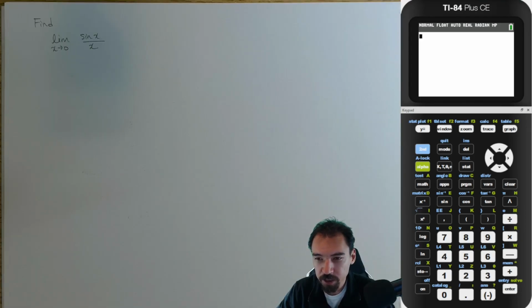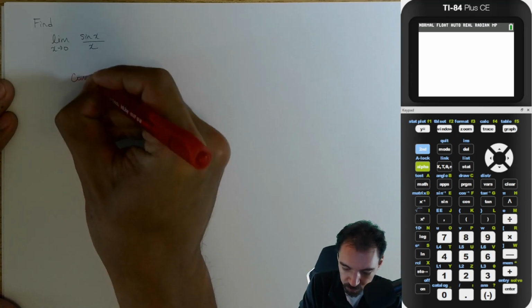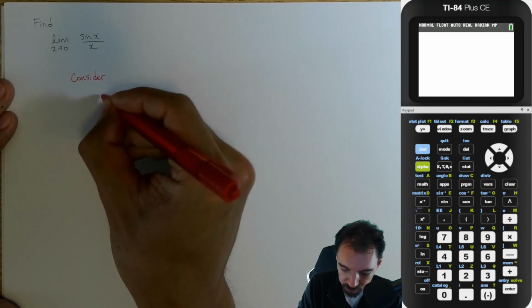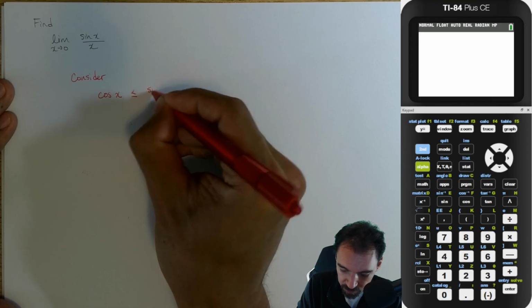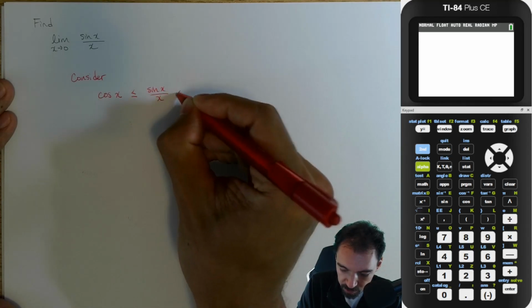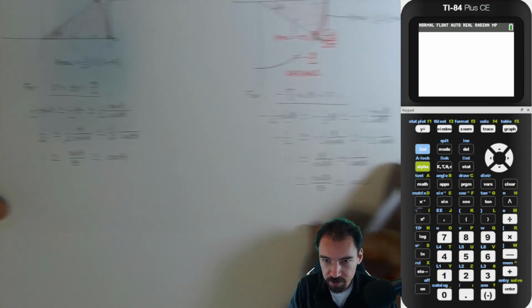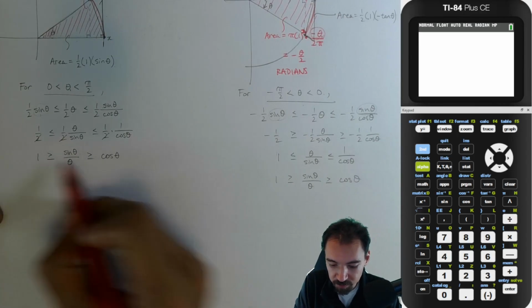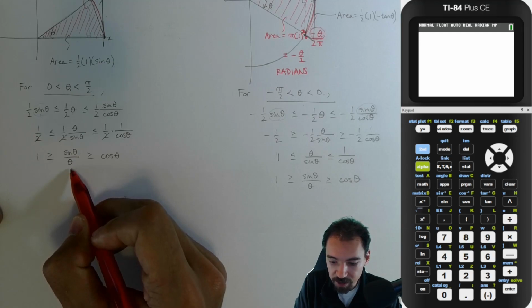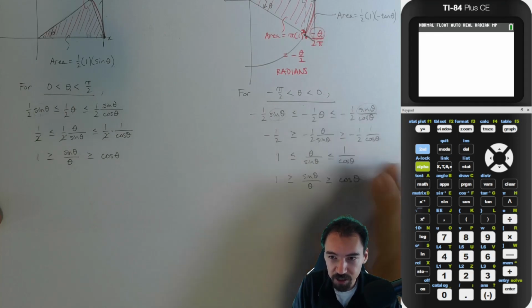So after all that talking and scribbling, we're back to this limit that we're trying to find. And the argument is we want to consider the following inequality, that cosine of x is less than or equal to sine of x over x, which is less than or equal to 1. Where did I get this from? I got it from all this talking and scribbling. Cosine of theta is on the lower end, 1 is on the upper end, and sine of theta over theta is in the middle. And this works for all theta that's between 0 and pi over 2, and then between negative pi over 2 and 0.